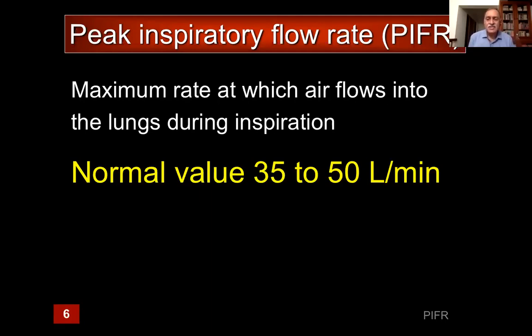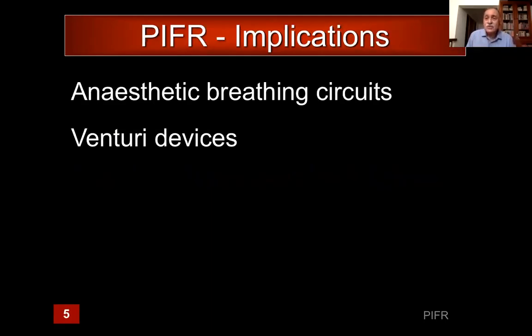Or if you were to extrapolate this to 1 minute, it would be 30 liters per minute. So when we take a half liter or a 500 ml tidal volume in 1 second, what essentially we are doing is we are taking in a peak inspiratory flow rate of around 30 liters per minute. Generally, the peak inspiratory flow rate in most adult healthy individuals is around 35 to 50 liters per minute. And what is the importance of knowing this?